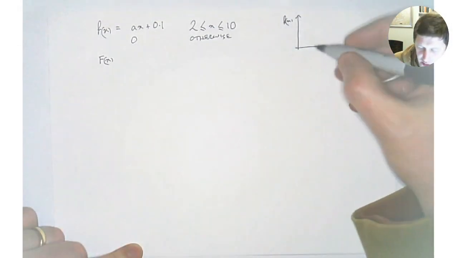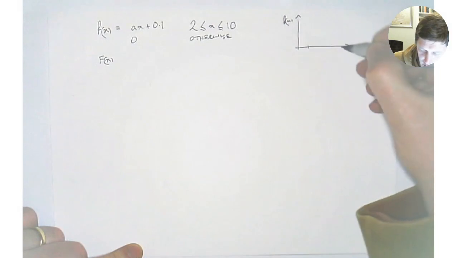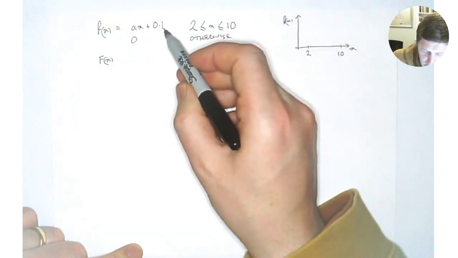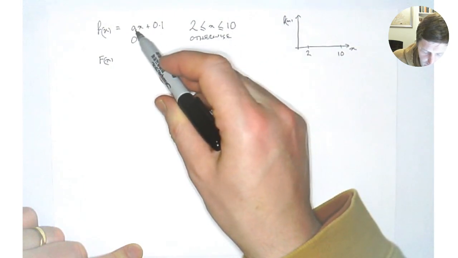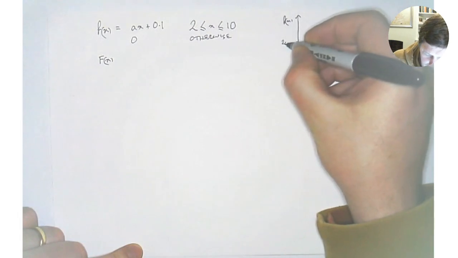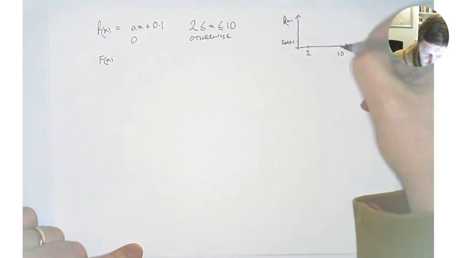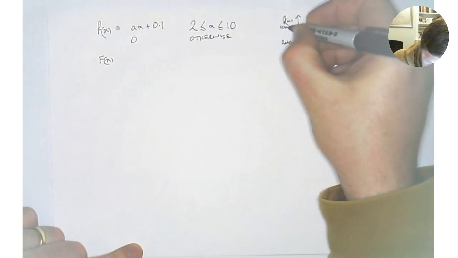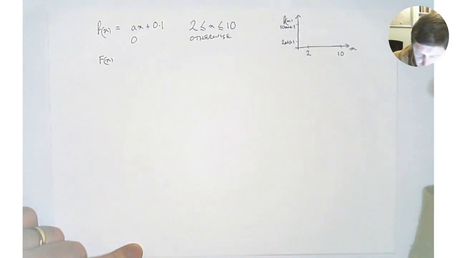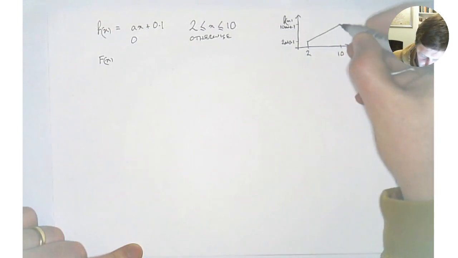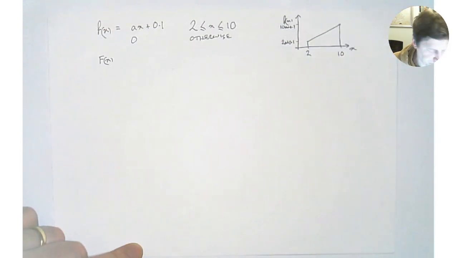Okay, so this is 0 apart from between 2 and 10, and at 2 it is going to be equal to 2a plus 0.1, and at 10 it's going to be equal to 10a plus 0.1. And so our function is going to look something like that in the end.